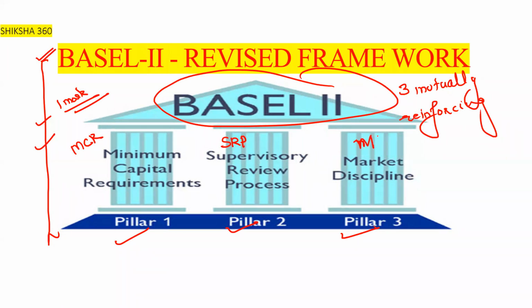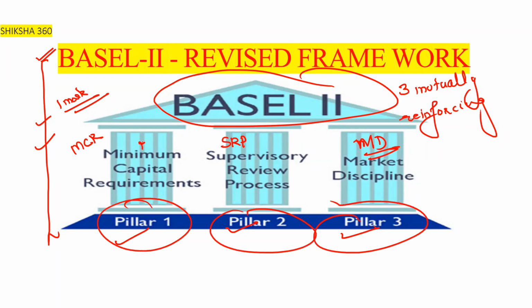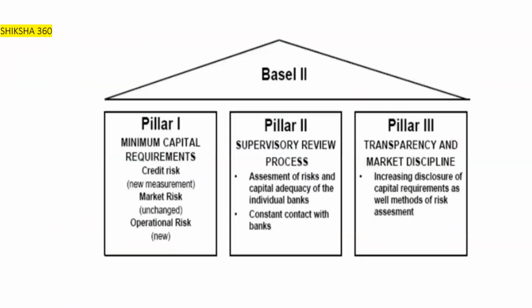Pillar 3 is related to market discipline. You have to remember what is pillar 1, pillar 2, pillar 3. Pillar 1 is the minimum capital requirement, pillar 2 is the supervisory review process, pillar 3 is market discipline. So basically, under minimum capital requirement: credit risk, new measurement; market risk, unchanged; operational risk, new.